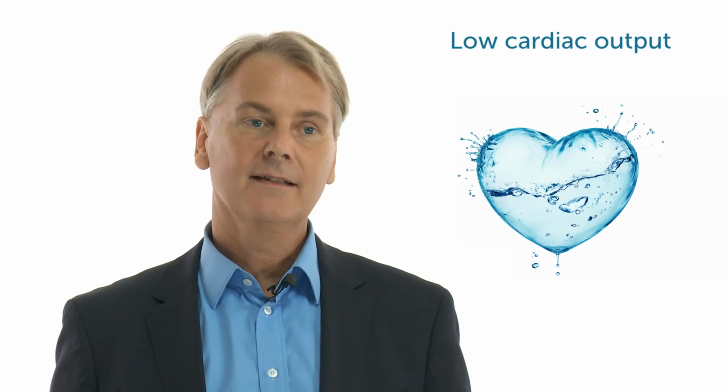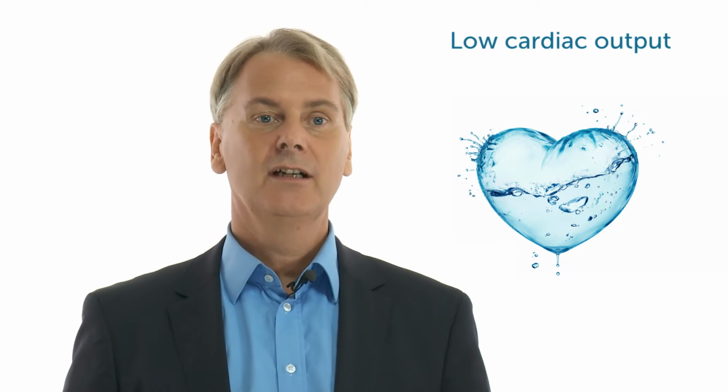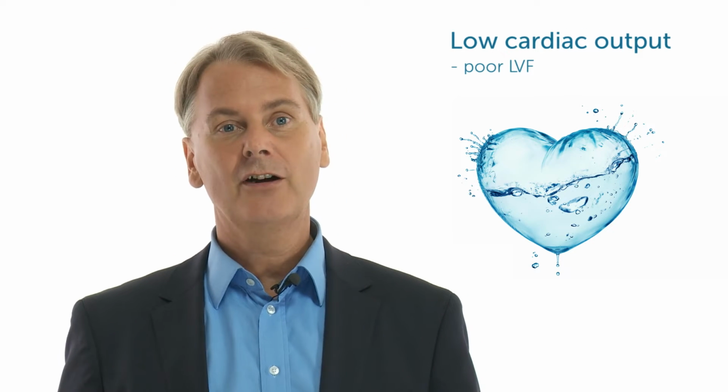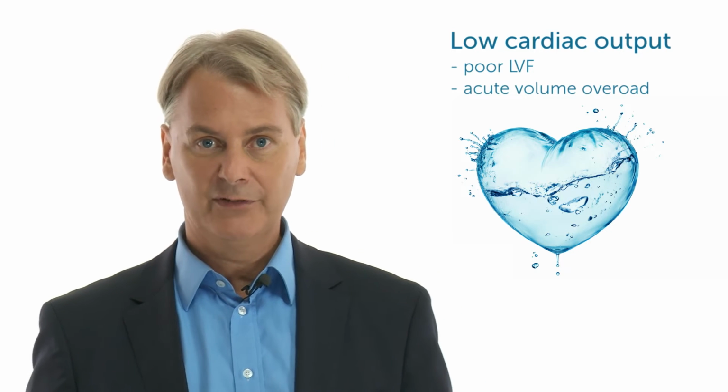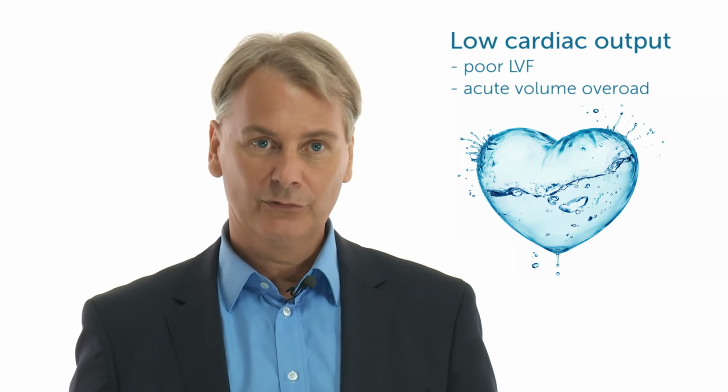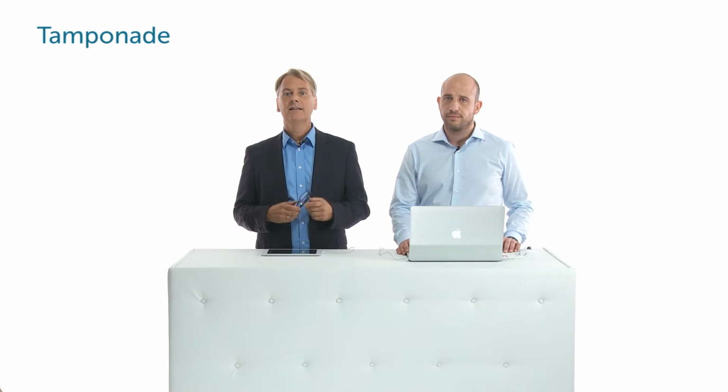So let's summarize. Cardiogenic shock is usually associated with poor left ventricular function, except in the situations of acute volume overload, as the example we saw previously with acute mitral regurgitation. Let us now turn to another very important application of echo, tamponade. Tamponade is a real game changer. But how do we diagnose it?